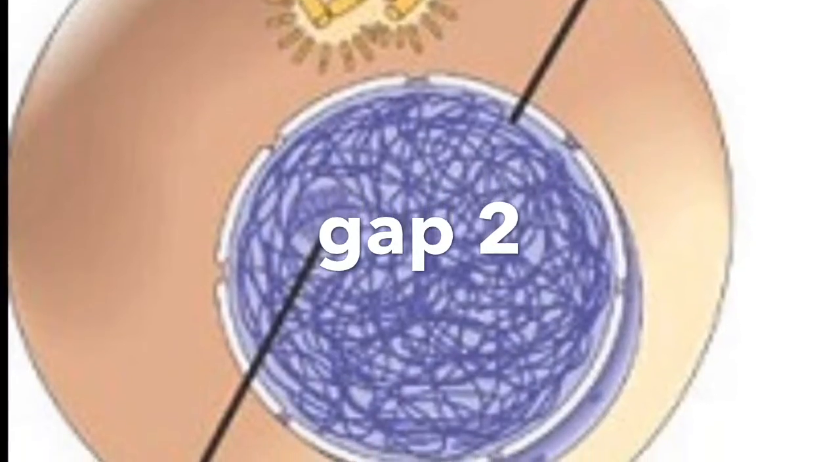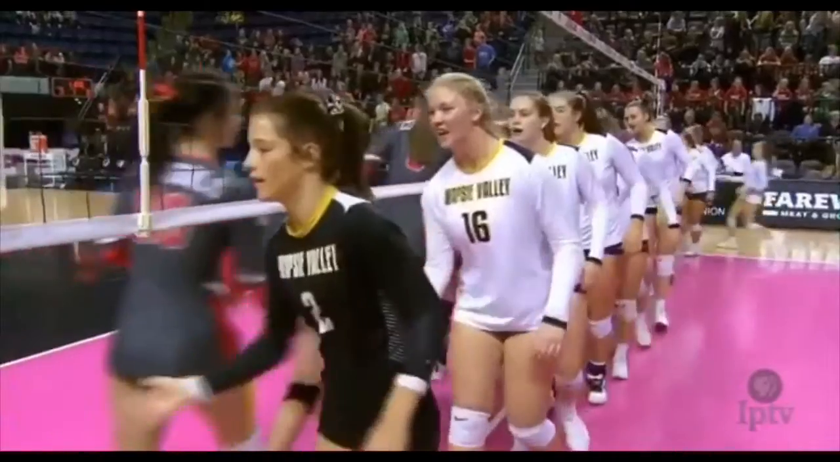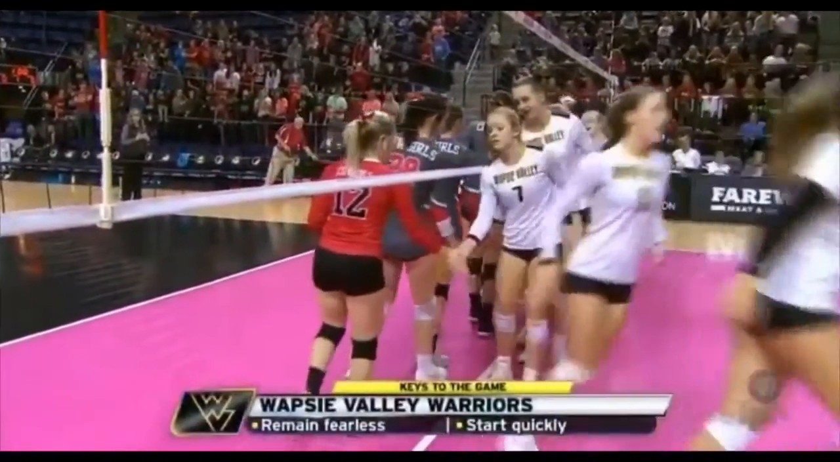Gap 2 is when the cell prepares for division, just like in a volleyball game when the volleyball teams divide whenever they're done clapping hands and wishing each other good luck.